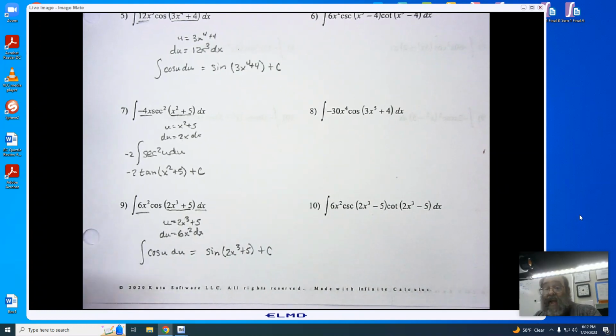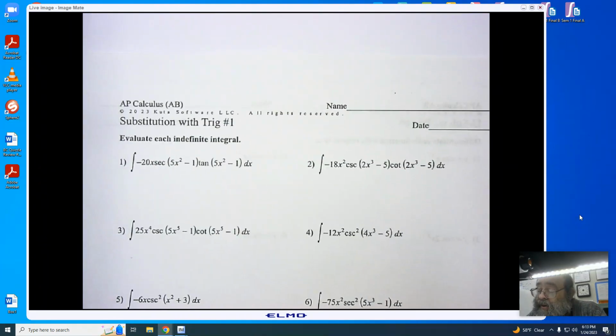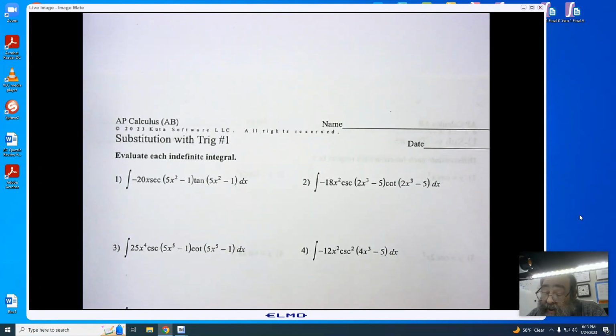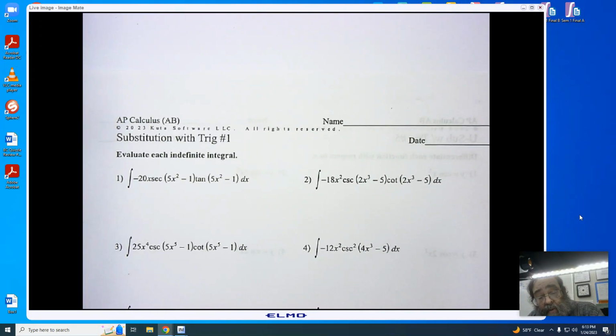Now we can check by taking our derivative, and we know that the derivative of sine is cosine, and so that does work. Let's go ahead and turn the page. We're now looking at trig substitution number 1, or substitution with trig number 1. This was the second worksheet that I gave you, or the back side of it.